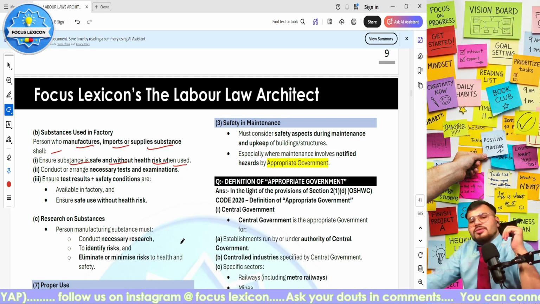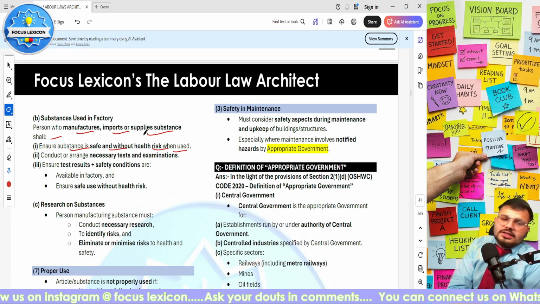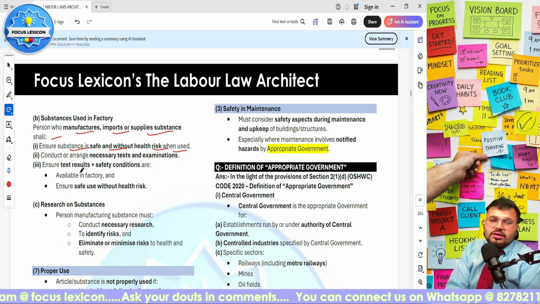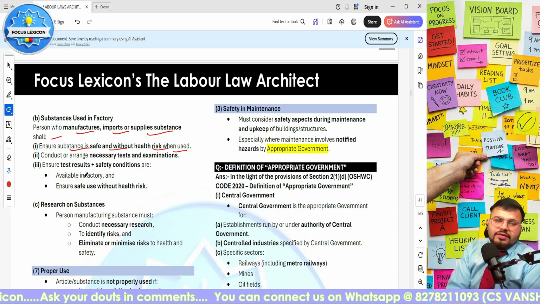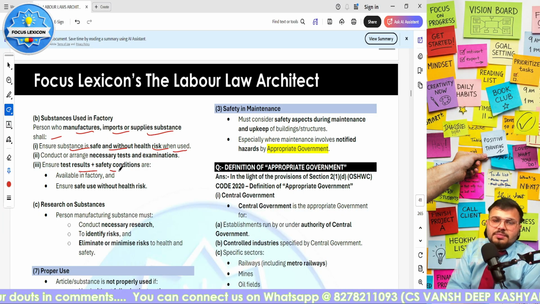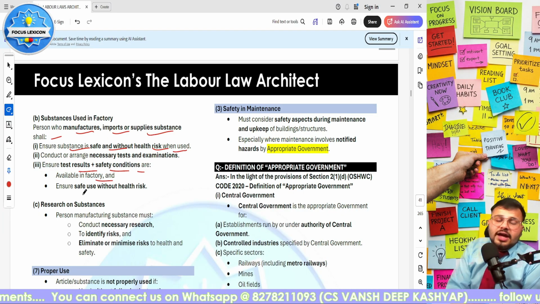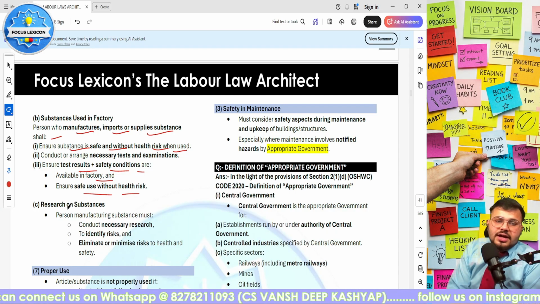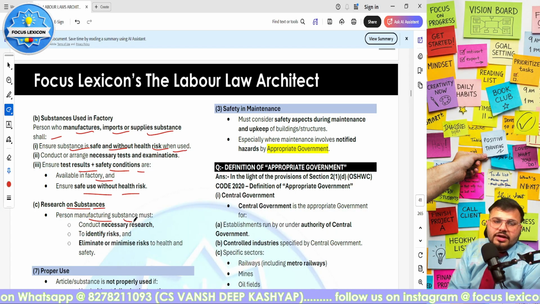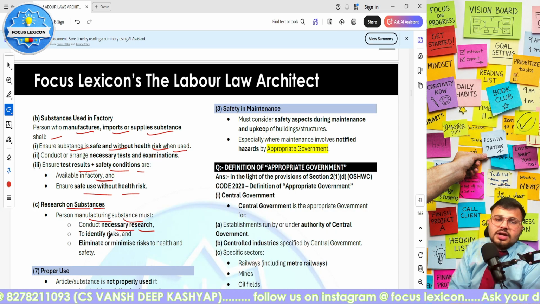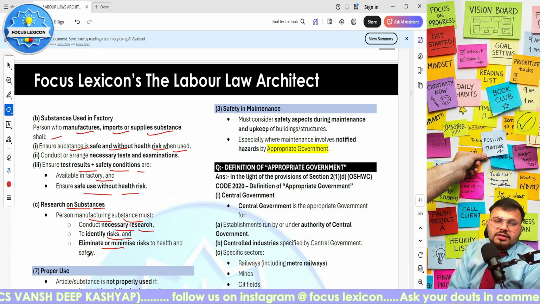So you have to really ensure that all the necessary tests and examinations are established in your factory or your establishment. Ensure test results plus safety conditions are available in the factory. Ensure safe use without health risk. Research on substances: the person manufacturing a substance must conduct necessary research to identify risk, and eliminate or minimize risk to health and safety.